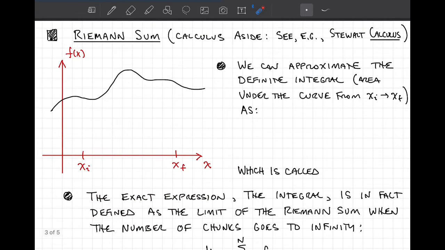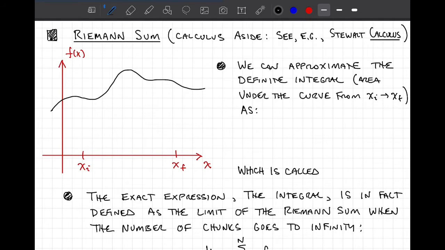So let's step aside and talk a little bit about math for a moment, because this is the tool that we're going to need in order to solve this. What I want to remind you of is something called the Riemann sum. It's a way of approximating the definite integral of a function. So I've drawn a function here. This is a function of x, and I've drawn some bounds from x initial to x final. And the integral, remember, is just the area under the curve of that function.